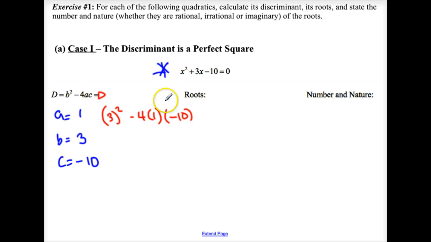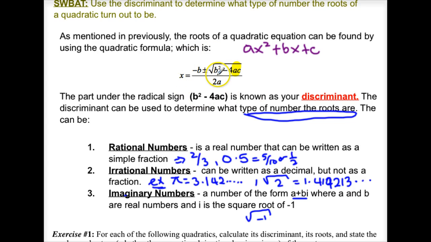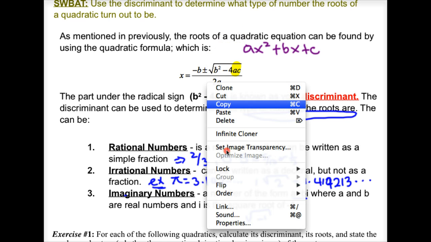If I put this in the calculator by itself, you can get an answer, but let's work it out. 3 squared I know is 9. Take away, 4 times 1 is 4, and 4 times negative 10 is negative 40. So I put 9, take away negative 40, is 49. So my discriminant is 49. What I want to do now is find the roots. So remember your quadratic formula, you already have everything here: minus b plus or minus the square root of b squared minus 4ac, all over 2a.